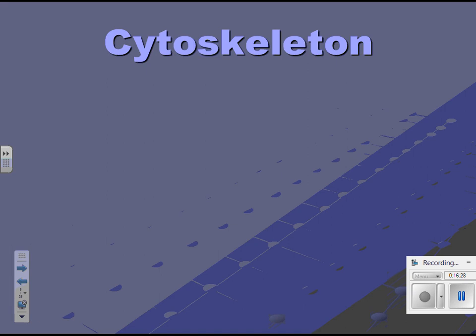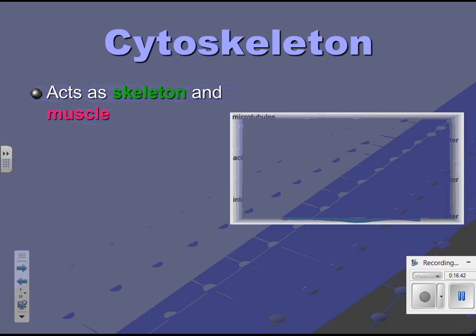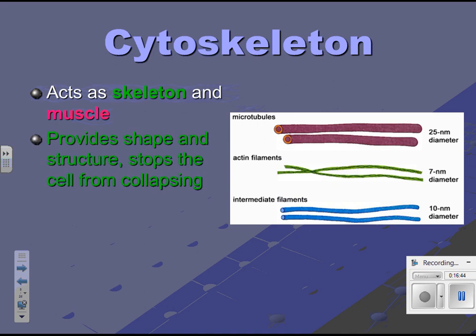Your cell has a cytoskeleton which holds the cell together and stops the cell from collapsing. It keeps its shape, not in shape like muscles, but it keeps the shape of the cell. It provides the shape, structure, and support for the cell, like our skeletons within us. It keeps our shape and provides support so we don't fall apart. And it helps your organelles to move around within the cell.